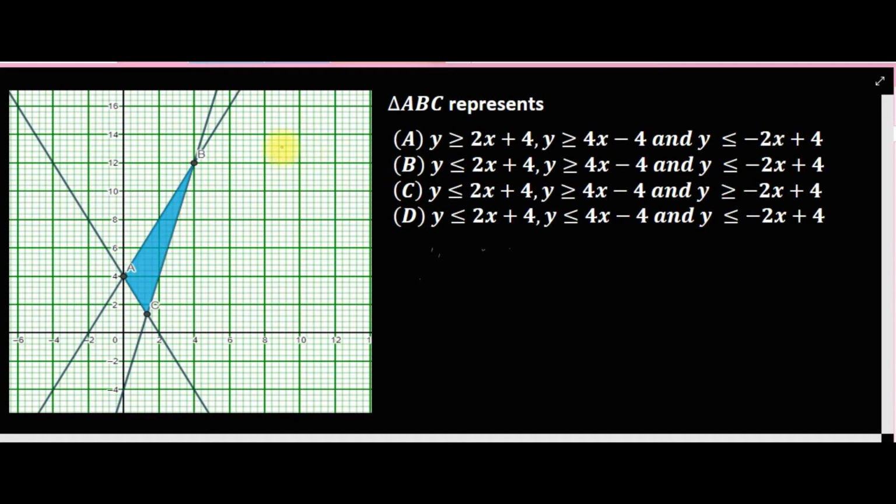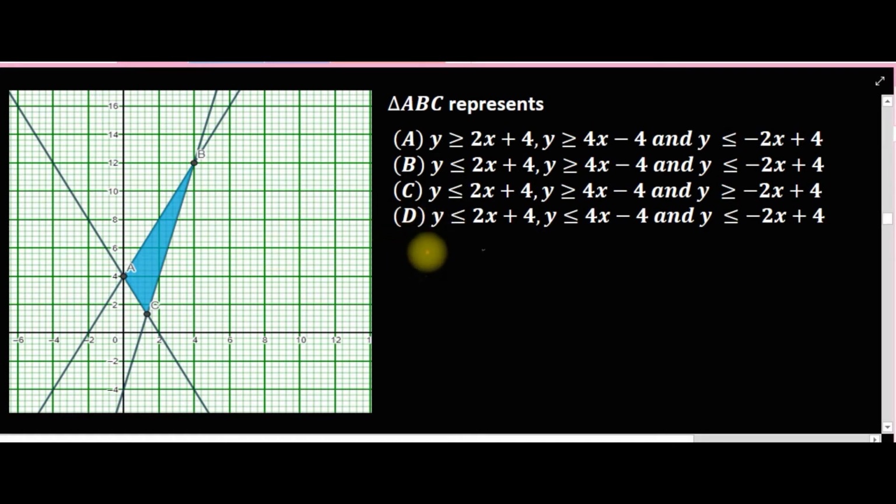So this is a graph of inequality, where the triangle ABC represents any of these. The first thing we have to do is recognize that the boundary of triangle ABC is represented by 3 lines. So we need to get the equation of the 3 lines.